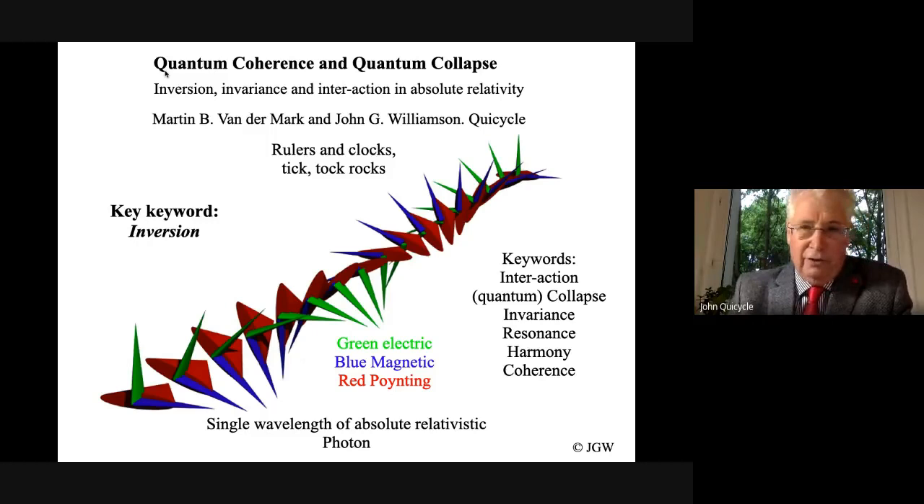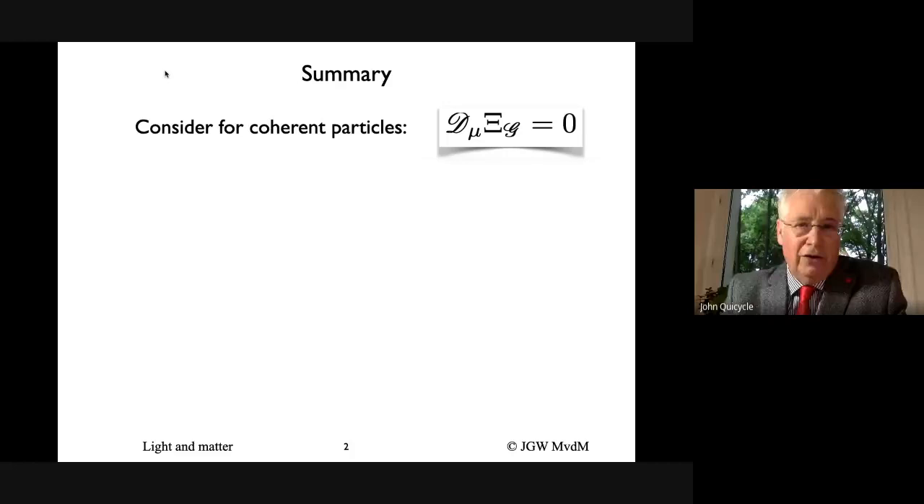So I'm going to go through a quick summary of what the talk will be about. We're going to consider, within the new theory of matter and light, d mu psi g is equal to zero, which I've talked about in a previous talk. I'm not going to dwell too much on that because the information, or a summary of the theory, is already out there on the Quicycle website.